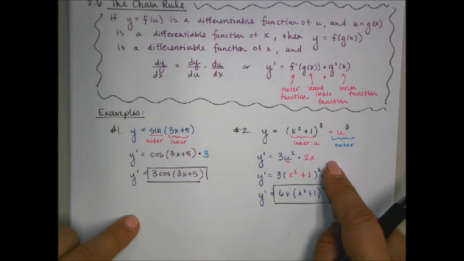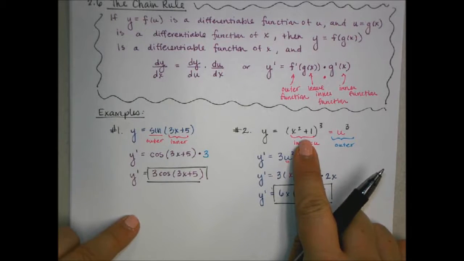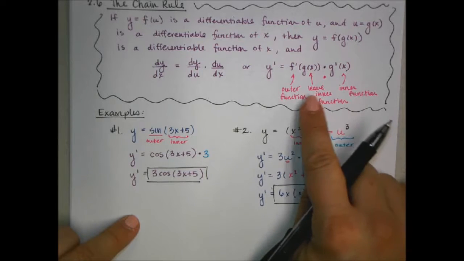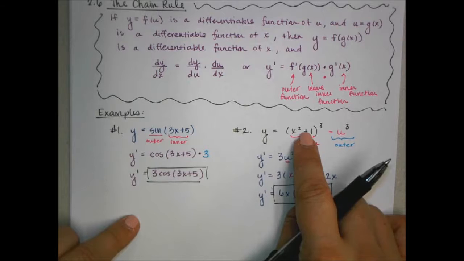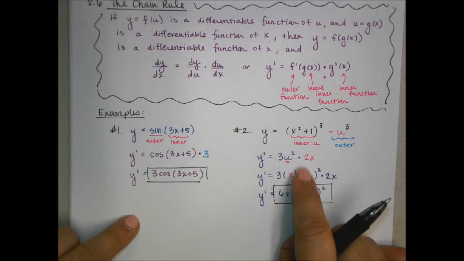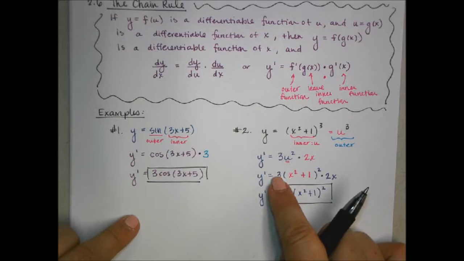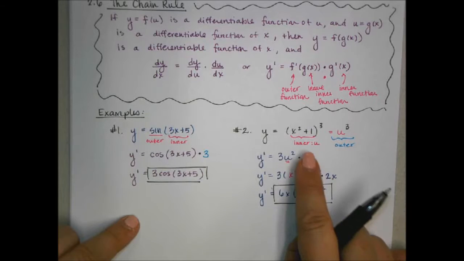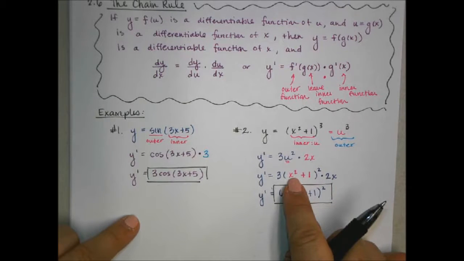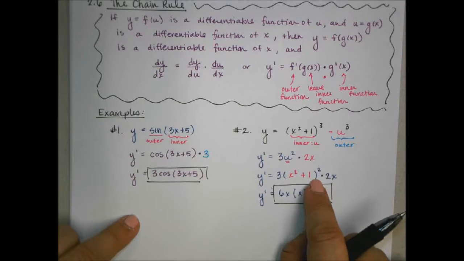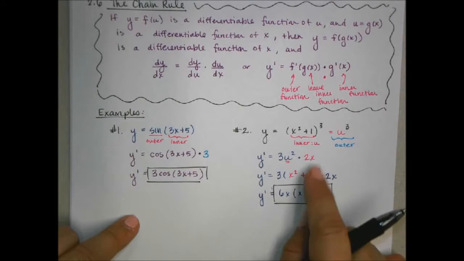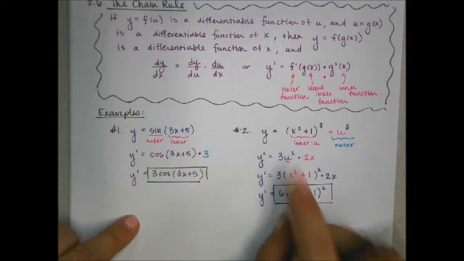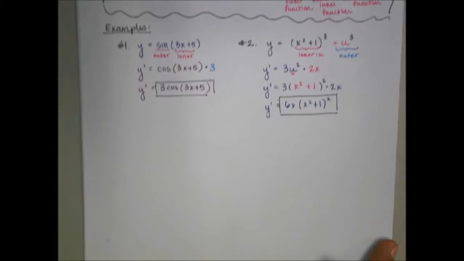What was inside, remember that inside function, g of x? You leave that inner function, and that inner function, x squared plus 1, just stays inside. So again, we bring down the 3, we drop the power by 1, we leave what's inside, inside. Then we multiply by the derivative of that inside term. Okay, and simplify. So you can kind of skip this step here. So let's move on to example 3.